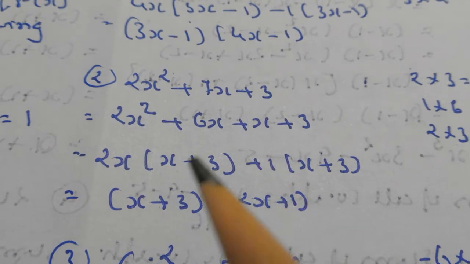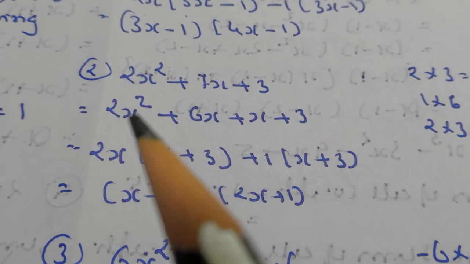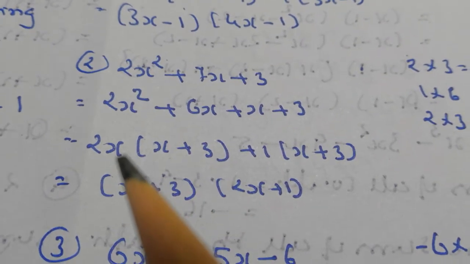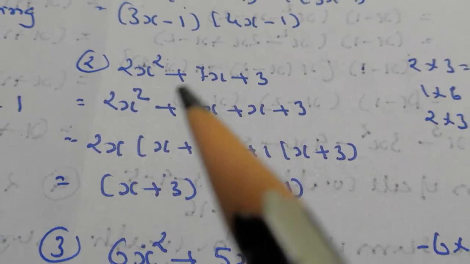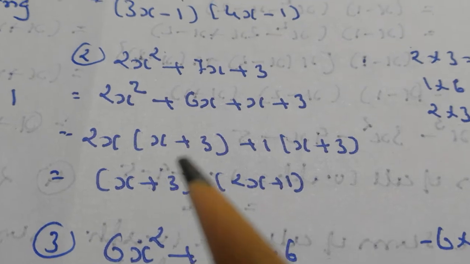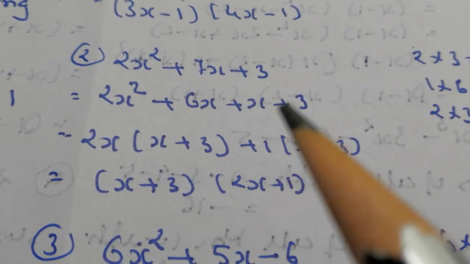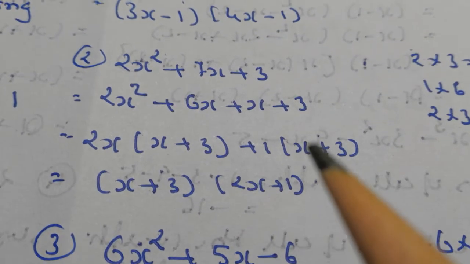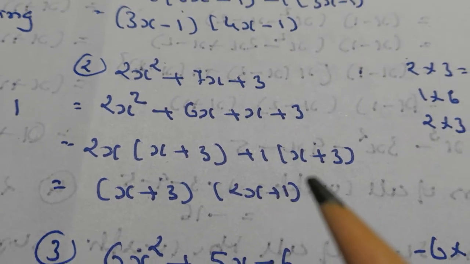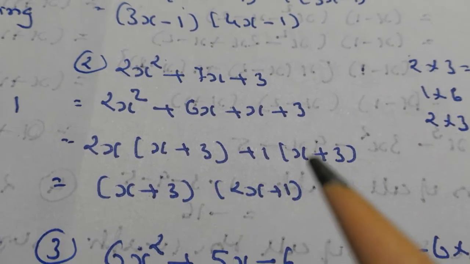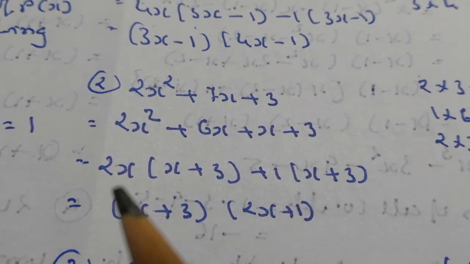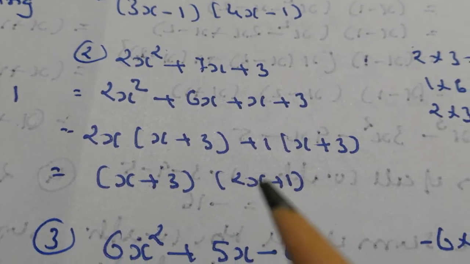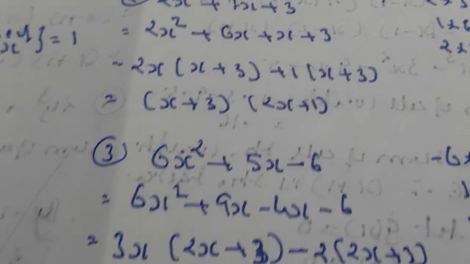So from here I am taking common. 2x is common. 2 has gone as common, x² by 2x, so x is left. x has gone as common, so 2 × 3 is 6. So my common bracket will be x + 3. Over here it is x + 3. Nothing is common, so +1 is common. And x + 3. So the common bracket is x + 3, which I have taken as common bracket, and the uncommon part is 2x + 1. 2x + 1 is my answer.